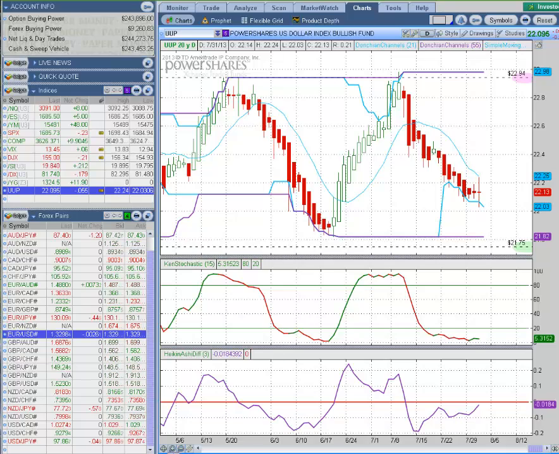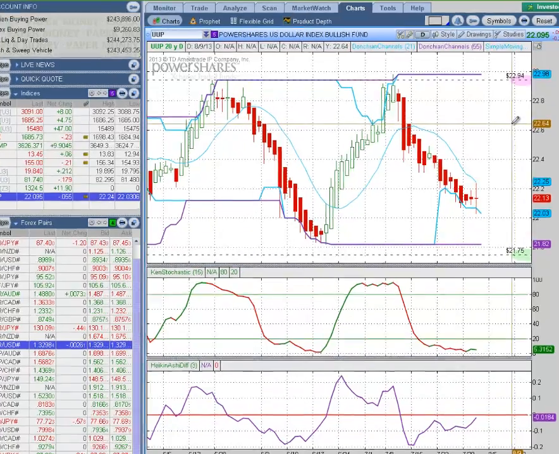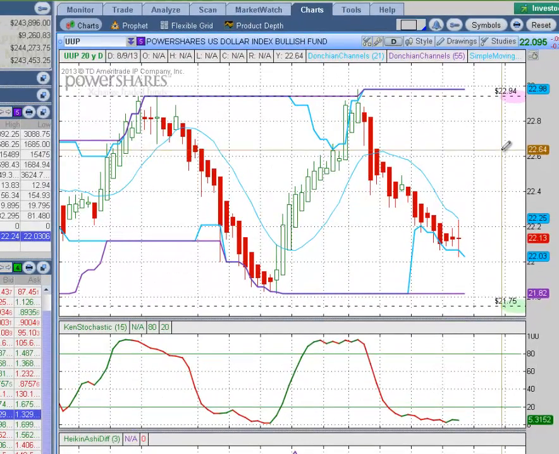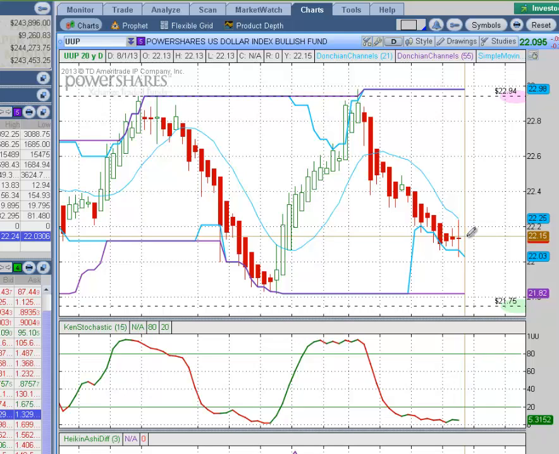The other index we monitor is for the strength of the US dollar. We use the PowerShares US dollar index to do this. Here's the price chart. The US dollar closed a bit lower with a long-legged doji. The US dollar remains bearish.